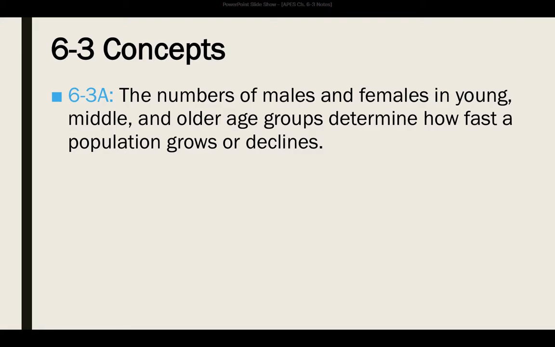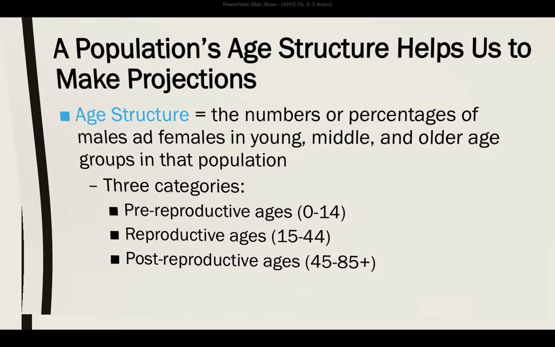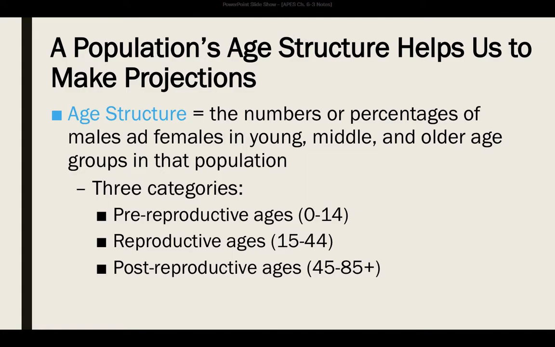The numbers of males and females in young, middle, and older age groups determine how fast a population grows or declines. A population's age structure helps us to make projections. An important factor determining whether the population of a country increases or decreases is its age structure, which is the numbers or percentages of males and females in young, middle, and older age groups in that population.